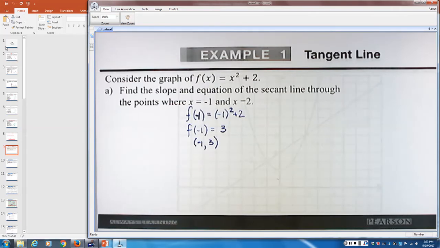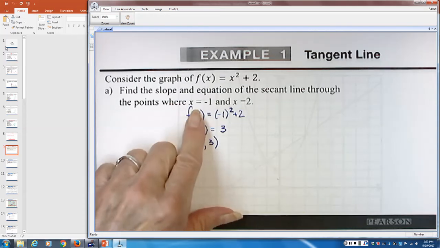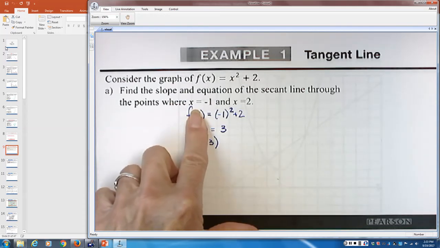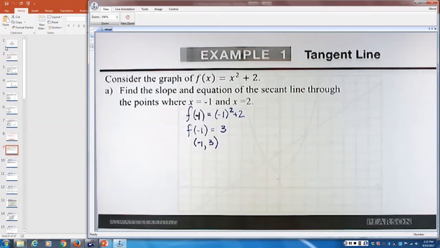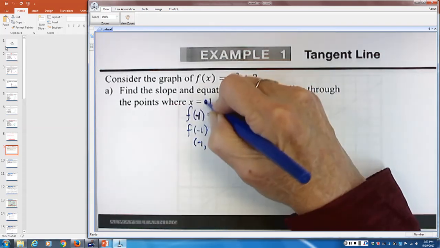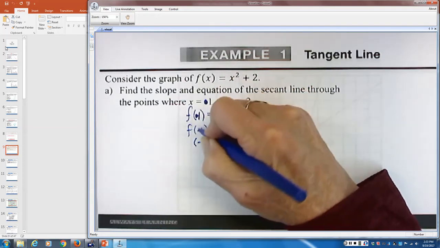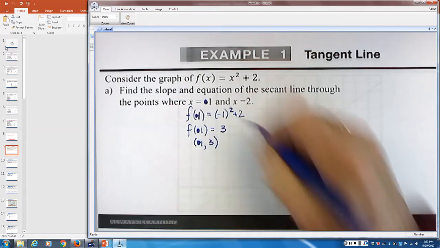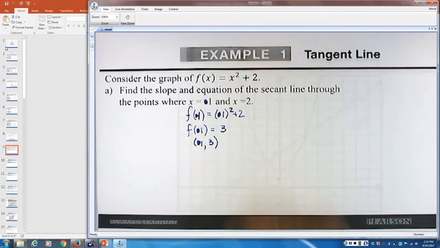Why is it -1? Because that's just the point they told us to use as one of the points. On our homework paper, it says +1. Okay, we can fix that. I'll make it match. I didn't realize it said +1. So we'll just get rid of the negative sign. And 1 squared plus 2 is still 3, right?